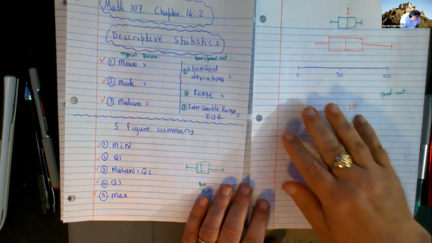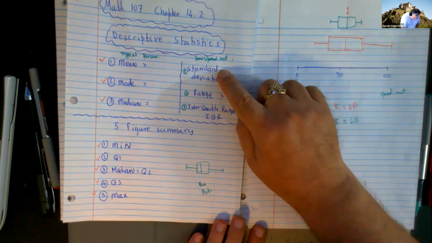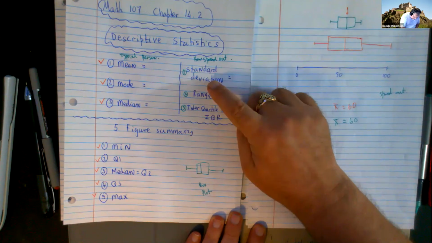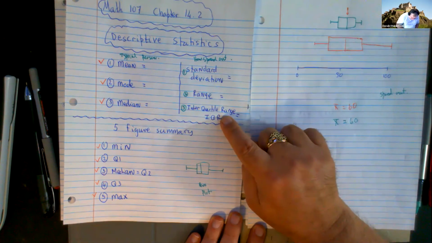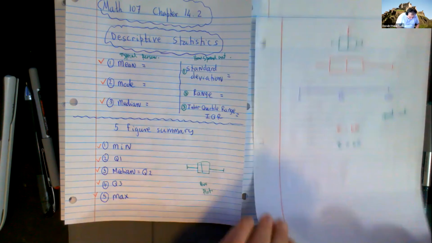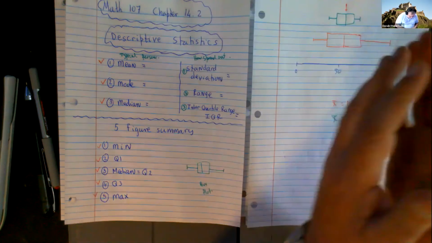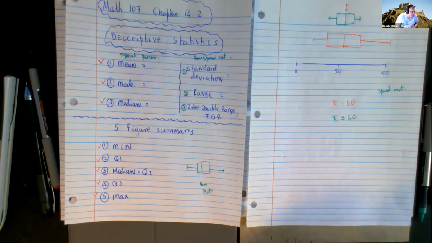Okay, so we're going to get some numbers called standard deviation, range, and interquartile range. And what these numbers are going to do is essentially tell us how spread out the data is. Each one of them does the same job, but they do it in slightly different ways.